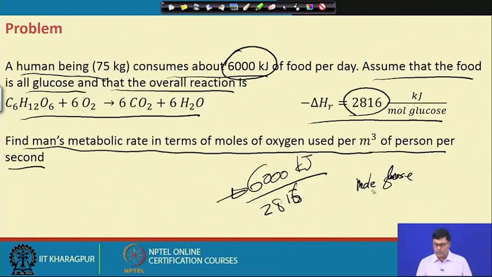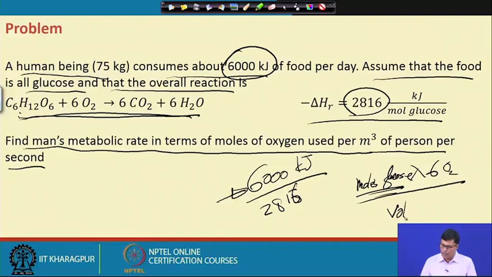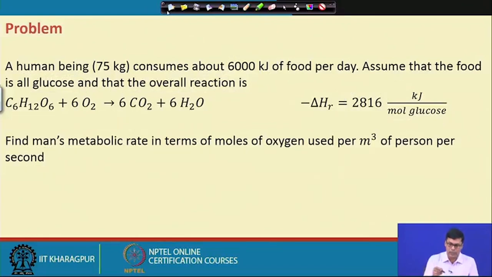Once you know the moles of glucose required for getting this much energy, from the reaction we can find out that for 1 mole of glucose you require 6 moles of oxygen. So if you multiply by 6, we get how many moles of oxygen are required in this process. Now, if we divide this by the volume of the man, we can find the oxygen used per cubic meter per second. Let us see how we can solve it.